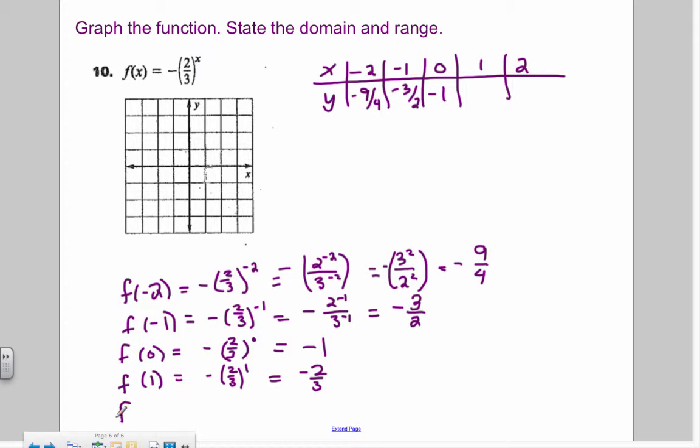And finally, f of 2, which is -2/3 squared. If I apply the power to both the top and bottom, I'm going to get 2 squared over 3 squared, which is -4/9.